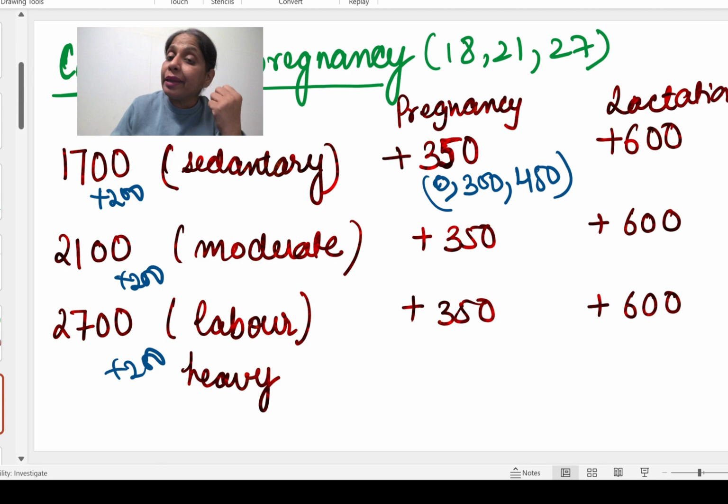You can adjust your answers as per the options. Yes, of course you have to prefer Williams, but sometimes if you do the calculation as per Williams, like it happened in NEET PG 22, there was an option of 300 kilocalories throughout pregnancy, and 400 in the first, 200 in the second, so nothing was matching. So we go with the ICMR guidelines, that is 300 kilocalories throughout the pregnancy. So you have to see the options and judge accordingly.